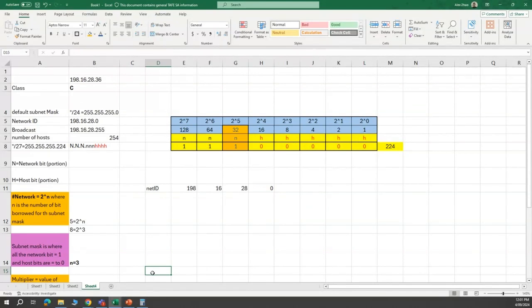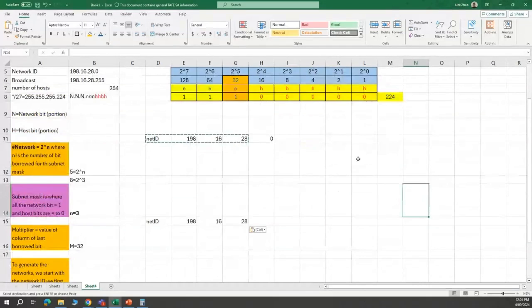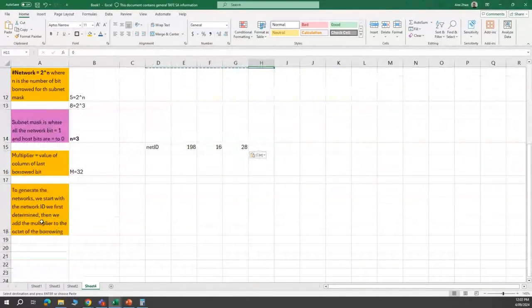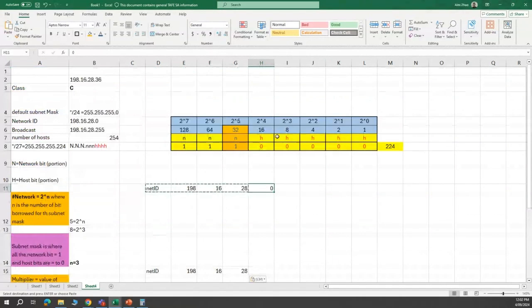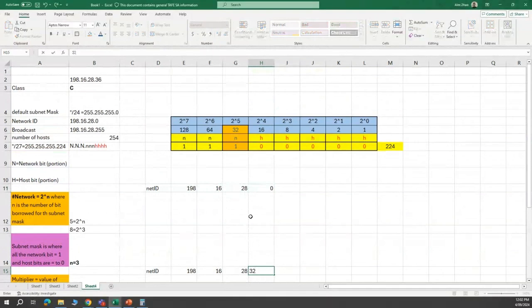Okay, let's go to the next one. So the next network, I've left some room for other things later on, but the next network is going to be this number plus the multiplier. That's the octet that we did the borrowing from, and it's a 0 to start off with. We add the multiplier to the octet of the borrowing. So the next network is going to be 0 plus the multiplier, which is 32. It's 32.